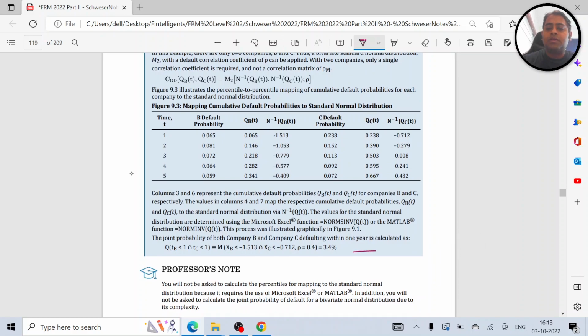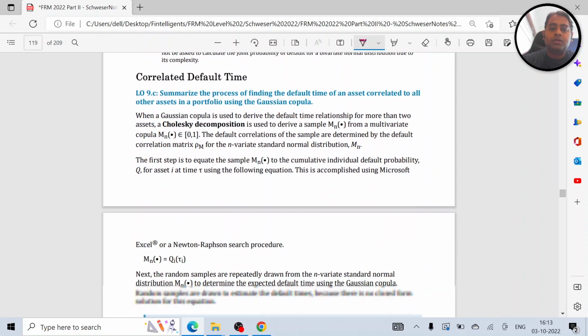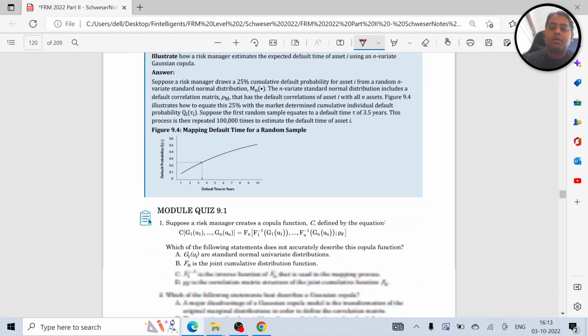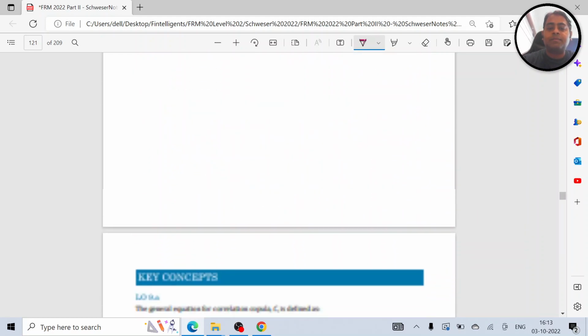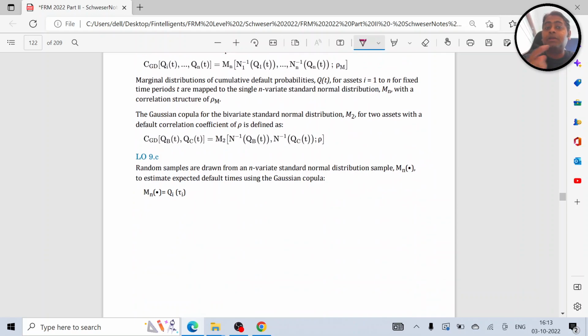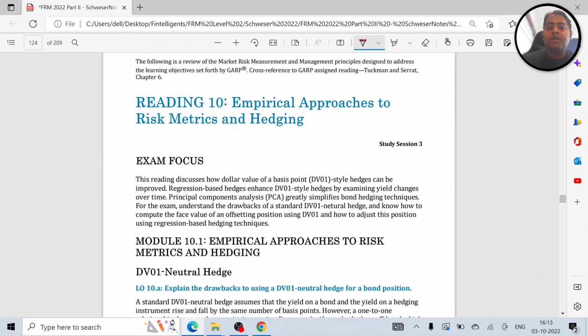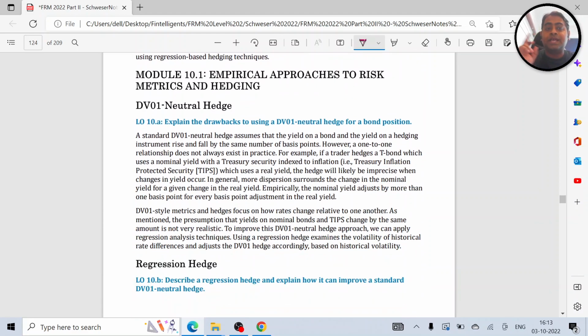Okay. Now over here, they do not expect you to do any calculation. This is more understanding based question. Cholesky decomposition is okay. Best you can move away from this chapter. You should be doing that chapter late, very late, when everything else in the curriculum is done. Empirical approach, this chapter is connected to your DV01 calculation, which was there in Level 1.